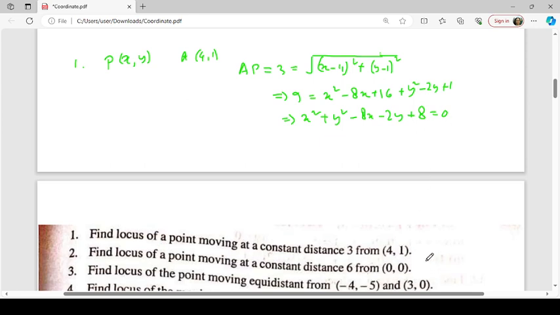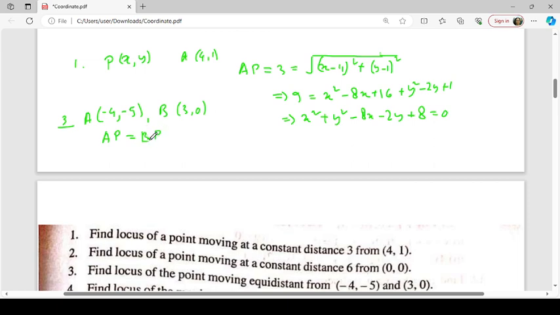Second is this, and third is equidistant from minus 4, minus 5 and 3, 0. So equidistant point means two points A and B are given. So number 3 say, A is minus 4, minus 5 and B is 3, 0, and P is the current point, the moving point. So AP is equal to BP.